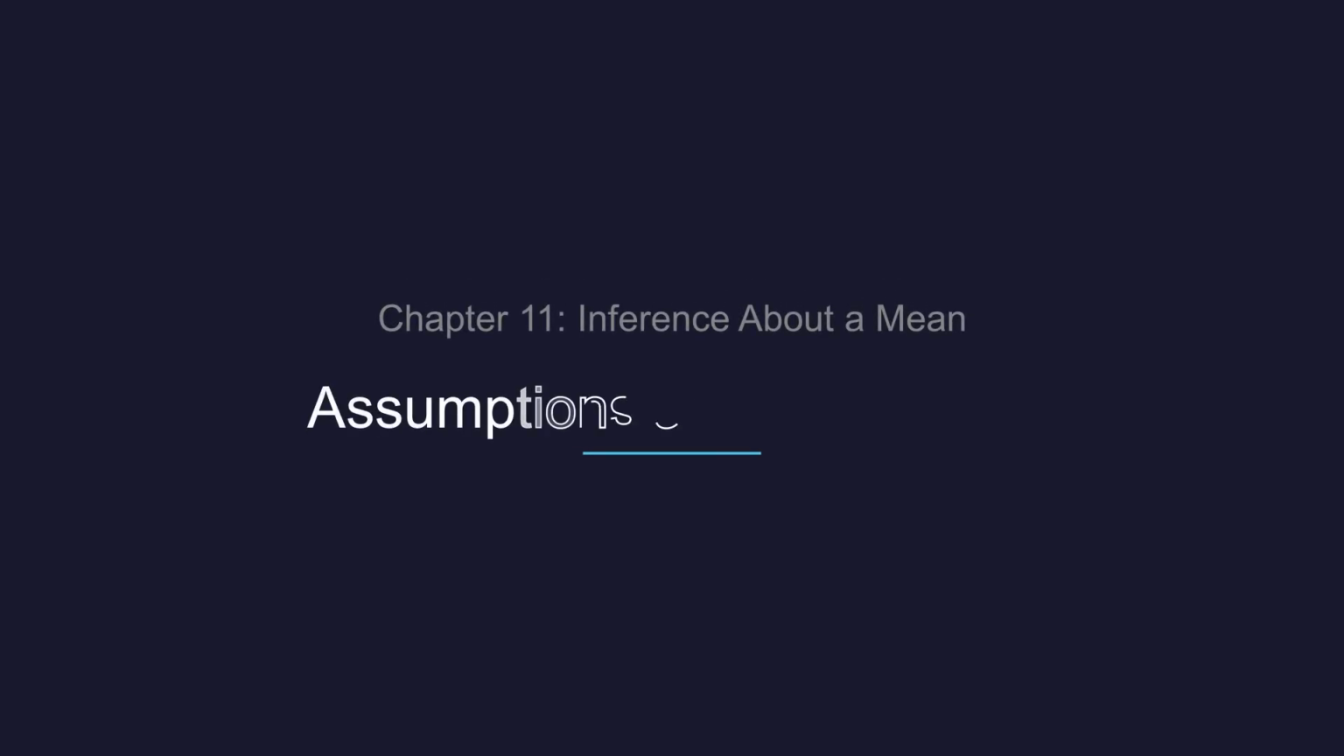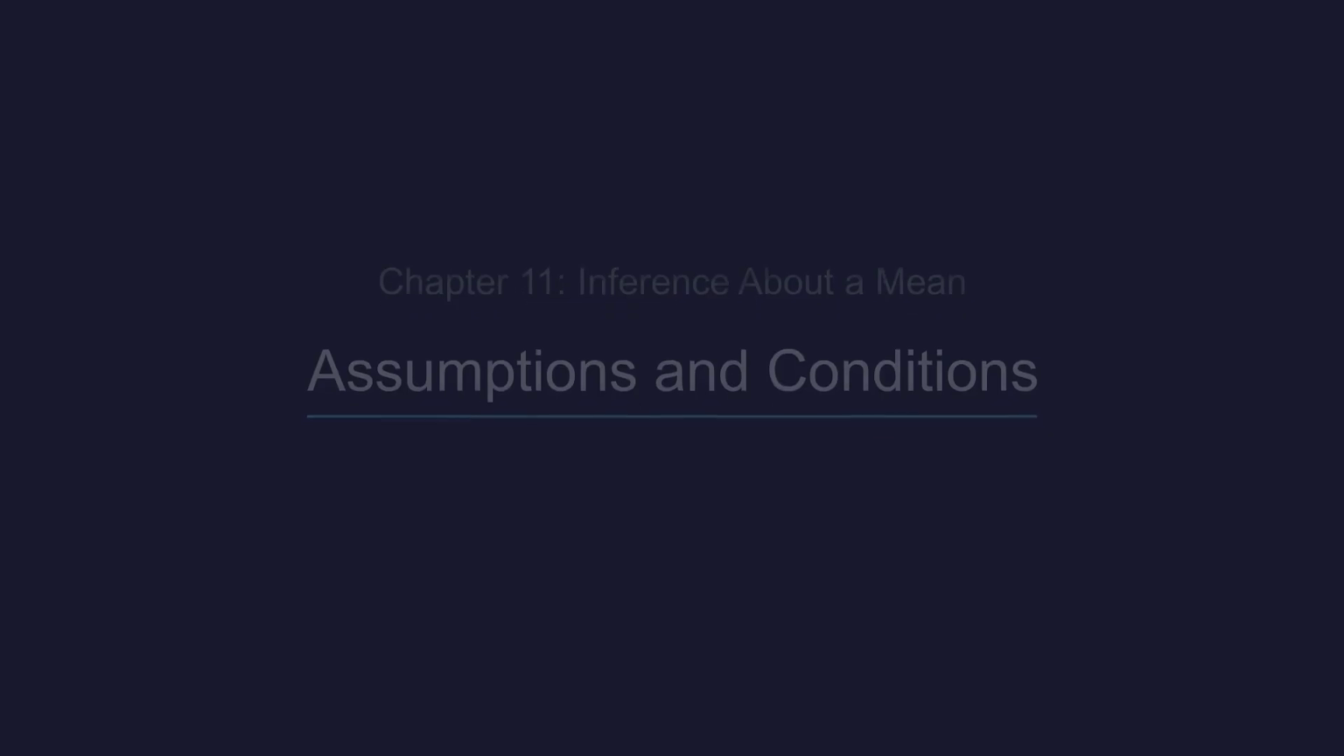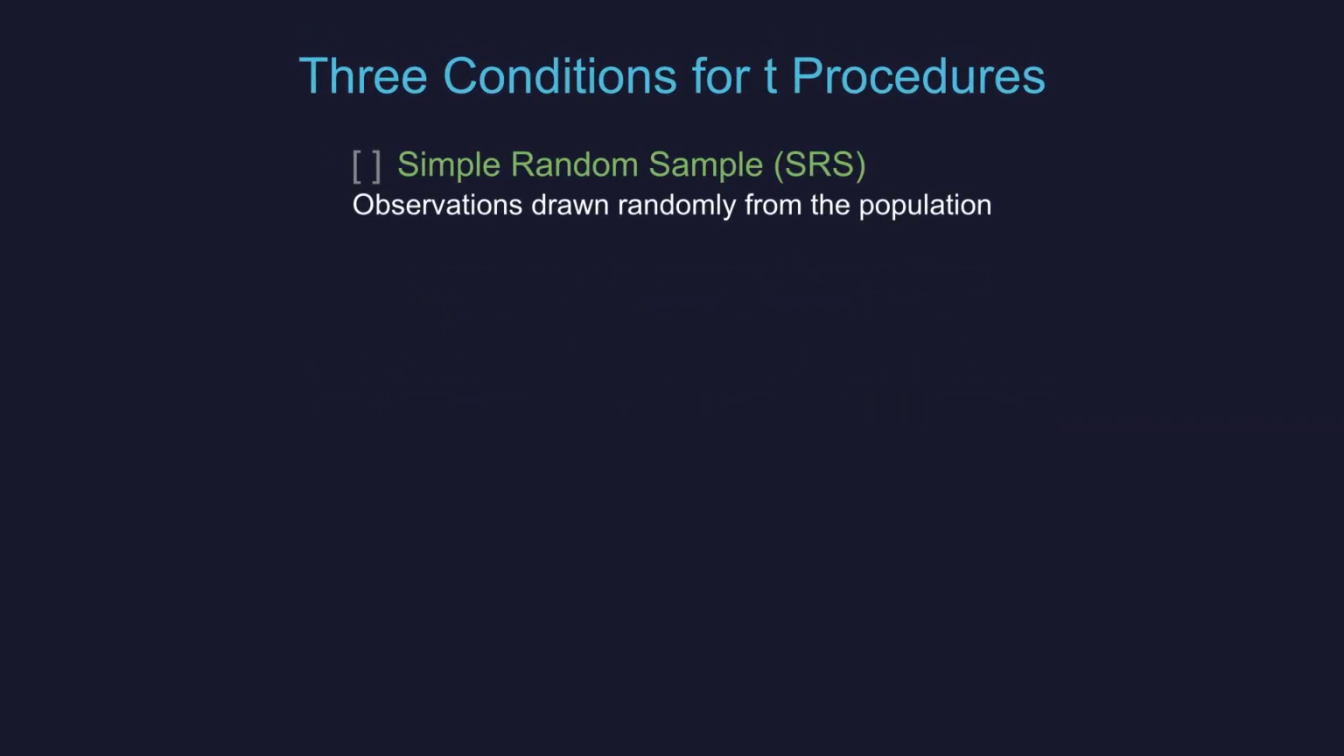When can we trust the t-test? Let's examine the assumptions and conditions. The t-test requires 3 conditions. First, a simple random sample. The observations must be drawn randomly from the population. For paired data, the individual differences must be the random sample.